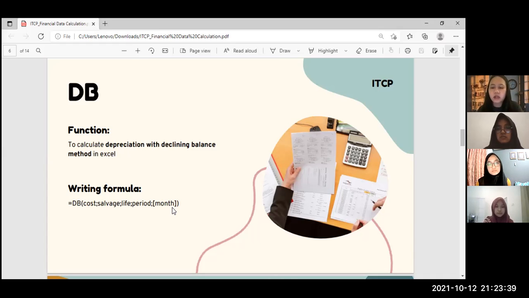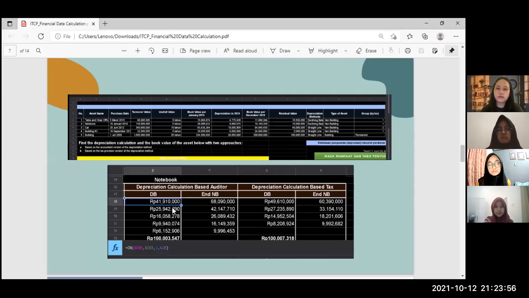Cost is the initial cost of the asset. Salvage is the value of the asset at the end of depreciation. Life is the period during which the asset is depreciated. Period is the period for calculating depreciation. Month is optional. The number of months in the first year defaults to 12.